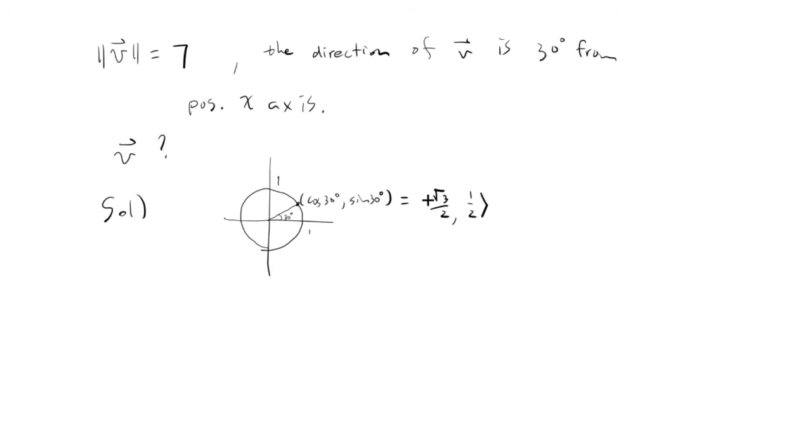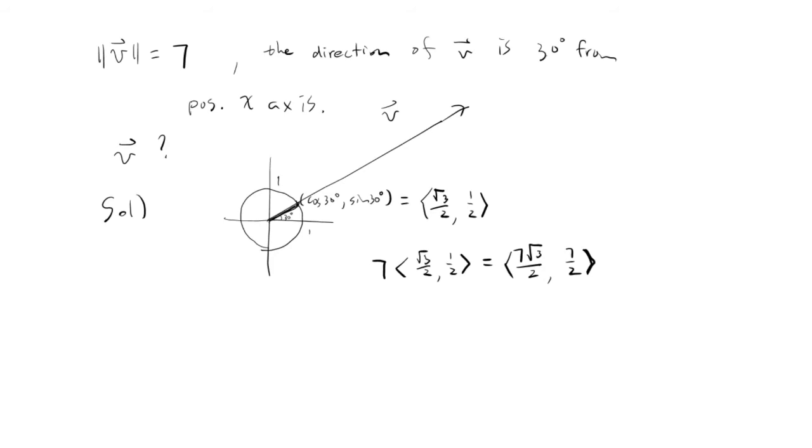And since this has length 1, you can multiply by 7 in order to get a length 7 vector that's in the same direction. So instead of being 1, now this vector v will be 7 times this vector. Okay, so that will be 7 times radical 3 over 2, 7 over 2. Okay.